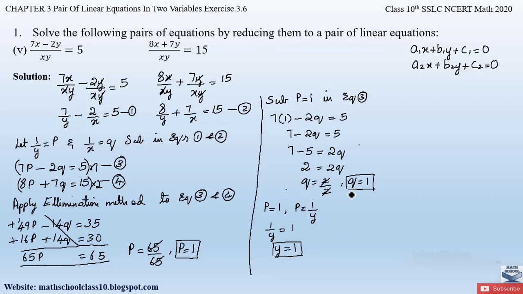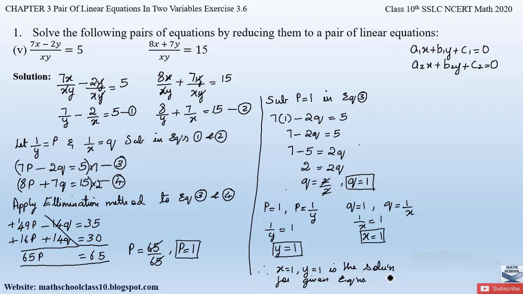Similarly, here we have got q is equal to 1, and also we had assumed q as equal to 1 by x. So equating on right hand sides, we get 1 by x is equal to 1, or cross multiplying, x into 1 is x equal to 1. So this is the solution for the given equations where x is equal to 1 and y is equal to 1. So you can write down, therefore x is equal to 1 and y is equal to 1 is the solution for the given equations, right? So this is how we solve this problem.